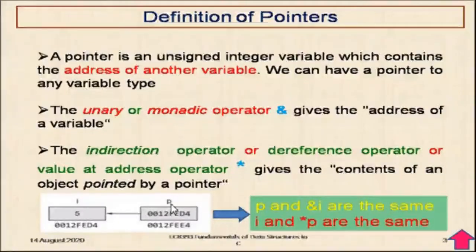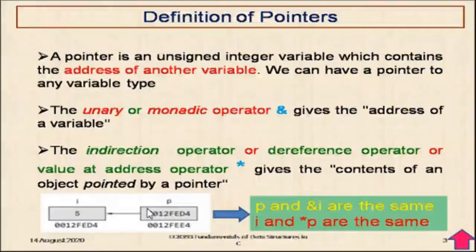Whereas P is a pointer variable. The pointer variable, we have seen, is an unsigned integer variable. This holds the address of another variable. So the pointer variable P holds the address of the integer variable I, that is this one, 0012 FED4, is stored in the pointer variable P. Of course, that pointer variable is assigned with some other address. That's a different story. But the pointer variable holds the address of the variable I in this example.